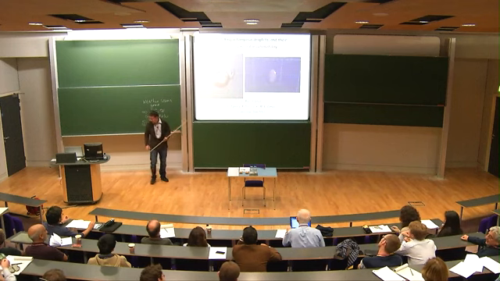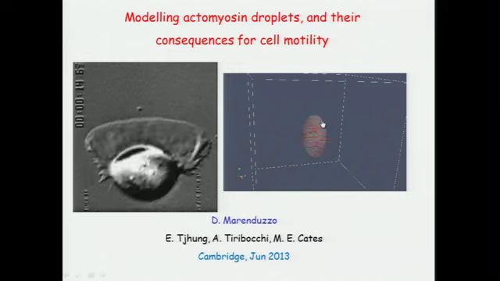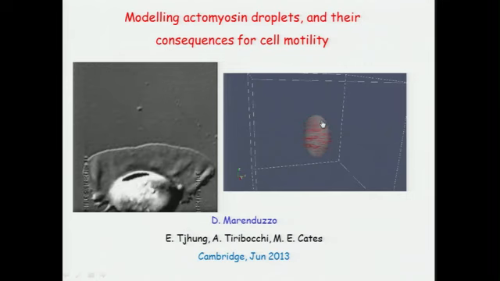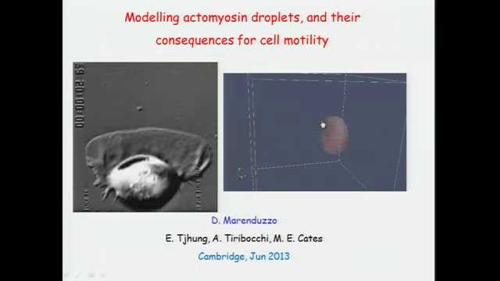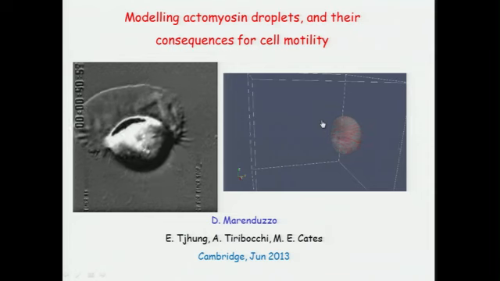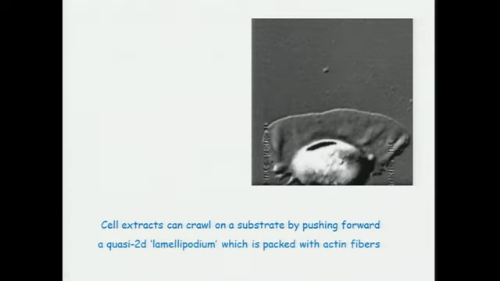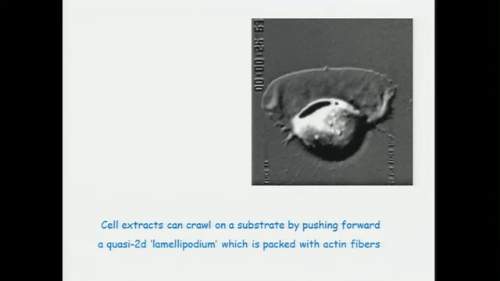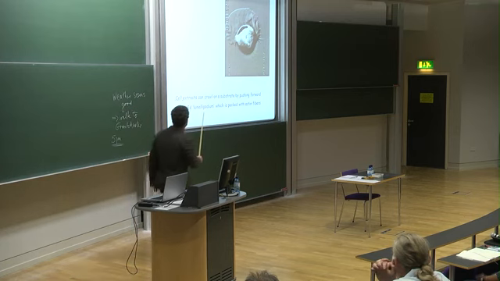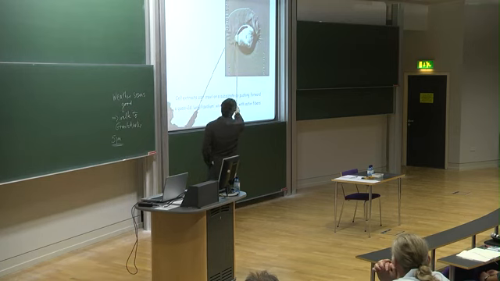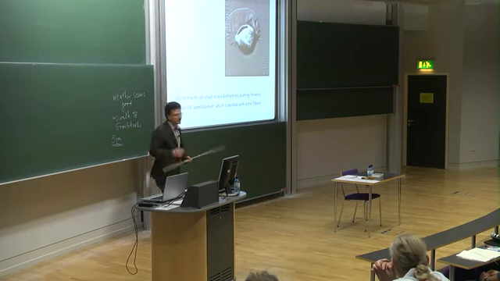So I'll start with a rather naive introduction. The problem will be trying to understand motion of cells, so trying to use active matter to understand a little bit about cell motility. So this is a crawling cell. This is a keratocyte fragment. This is the nucleus. And this is a structure known as a lamellipodium. This is a two-dimensional structure which is pushing the cell forward. So this is a classic example of cell motility.